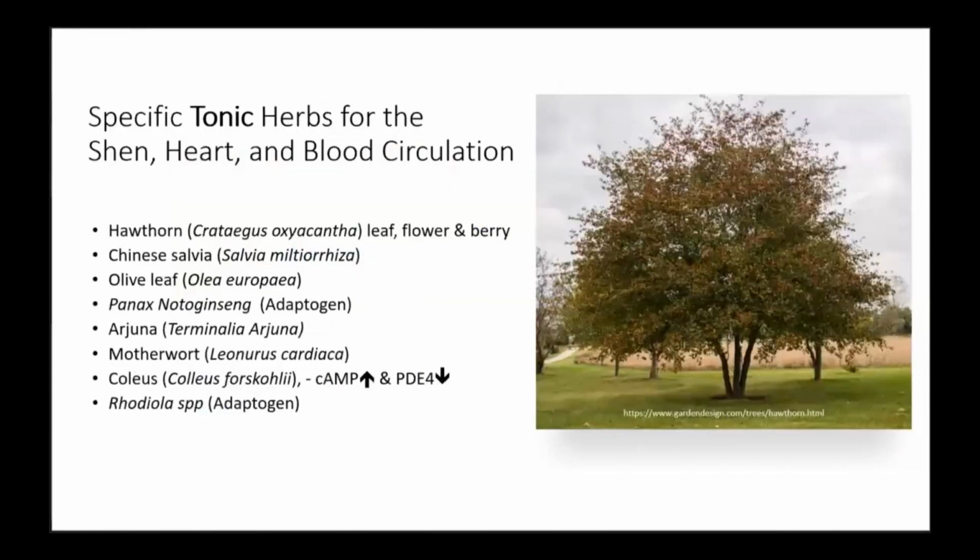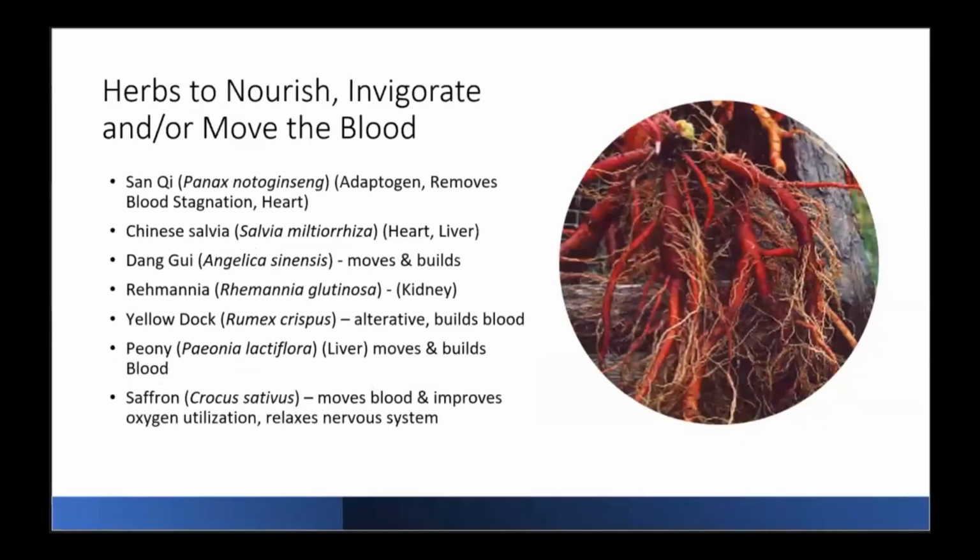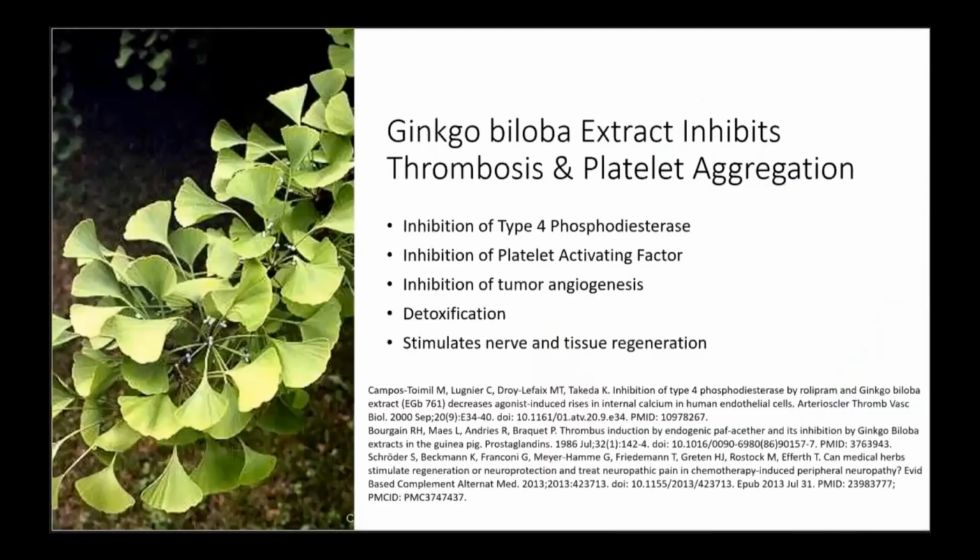What kind of herbs we use for the Shen, for the heart, blood circulation, all the things I mentioned, hawthorn, salvia, olive leaf, nodo ginseng, arjuna. These are all things you can combine together in a formula. There's a beautiful hawthorn tree. Herbs to nourish, invigorate, and or remove the blood. There's the nodo ginseng, the Chinese salvia, the angelica, which nourishes and moves the blood. Rehmannia, especially the prepared form, which nourishes the marrow and the essence in the kidneys. Yellow dock as an alternative. Peony moves the liver energy and builds the blood. And then saffron, very oxygenating to the blood and to the tissues.